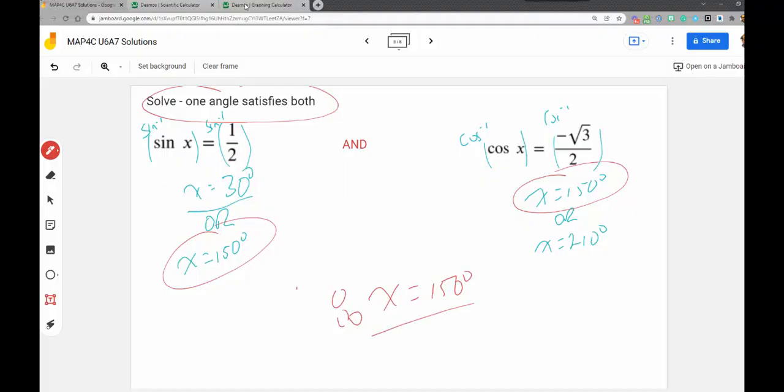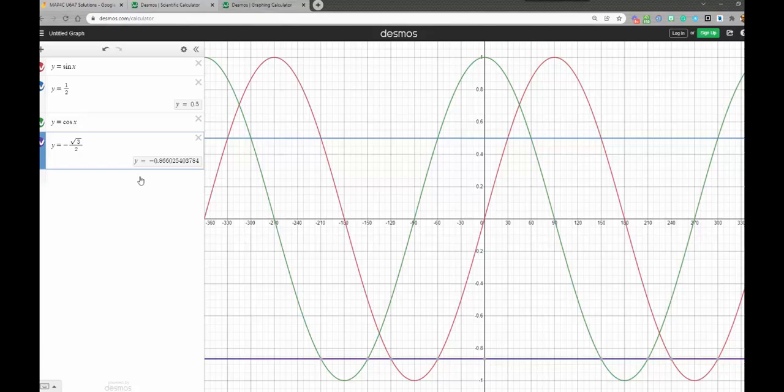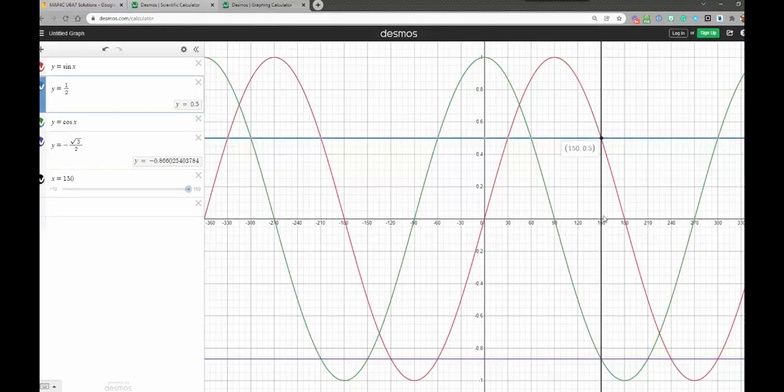And if I graph them all on the same one, it gets a little messy, but I can see at 150 degrees. In fact, I'm going to go ahead and say x equals 150 is going to show me there's the first one and there's the second one down there. Okay, it gets a little crazy with all those graphs on there, but 150 degrees satisfies everything for me.